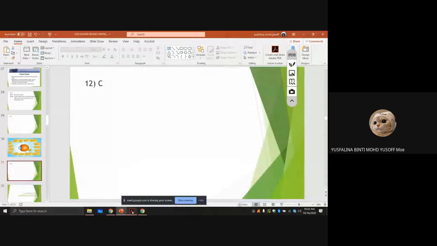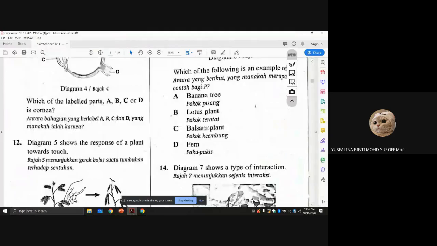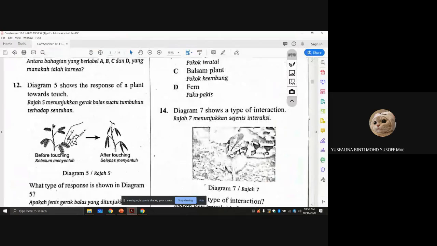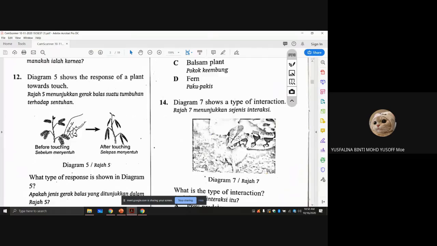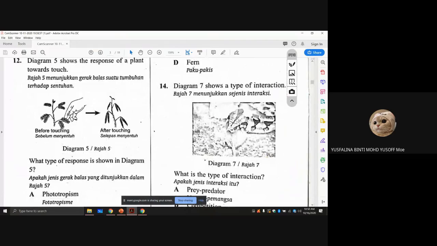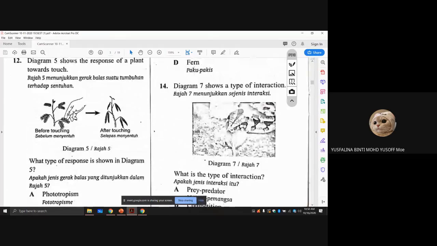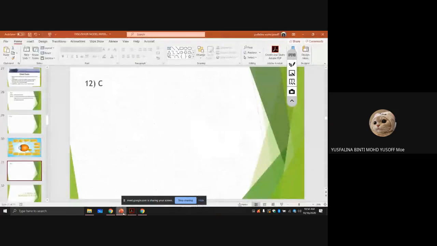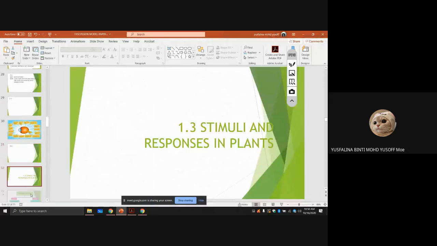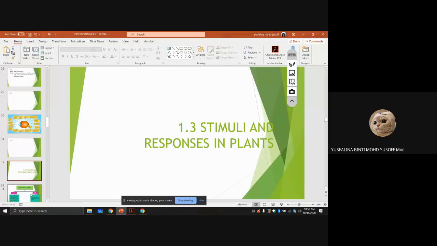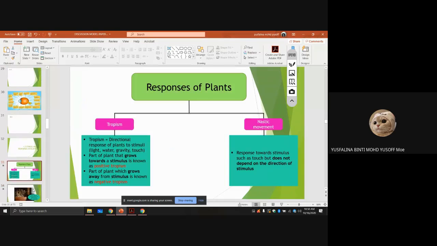Okay, for number 12, diagram 5 shows the response of a plant toward a touch. So what type of response is shown in diagram 5? This one is actually the nastic movement. Number 12, the answer is C. So let's do a little revision about the response in plants.